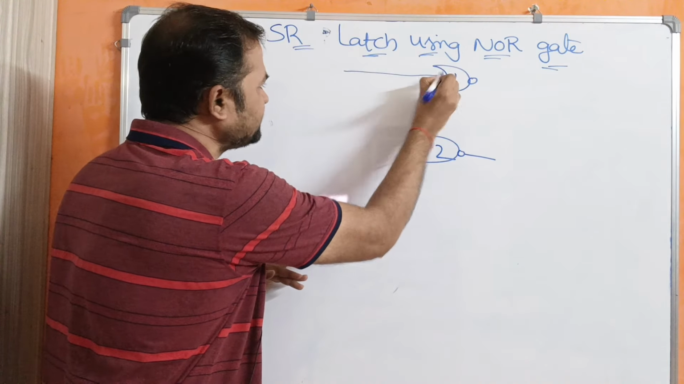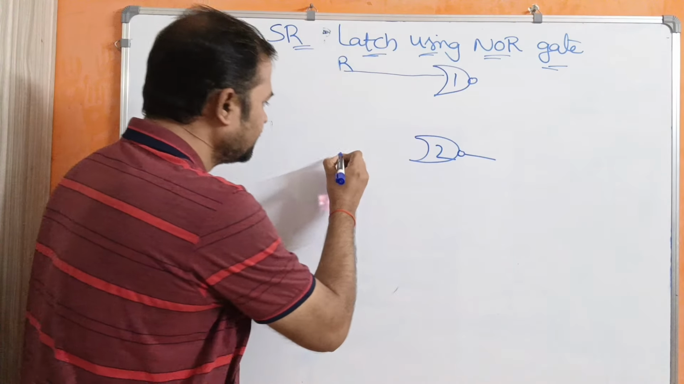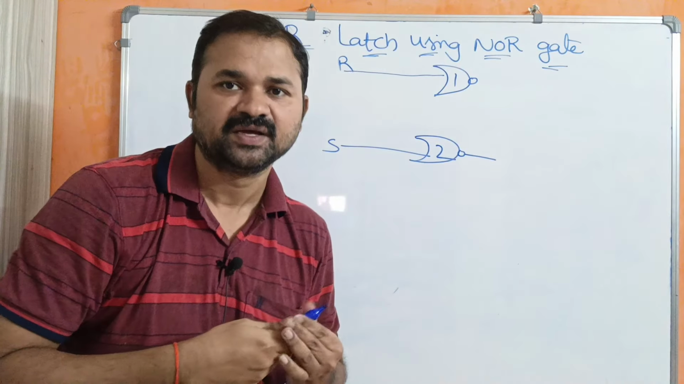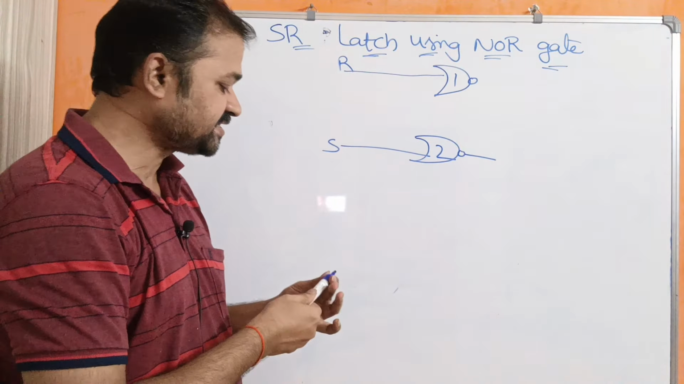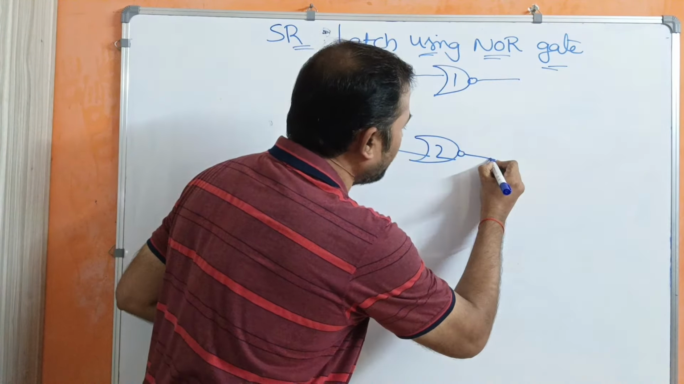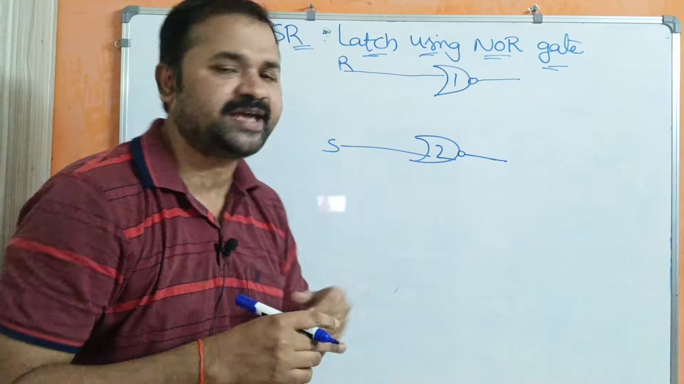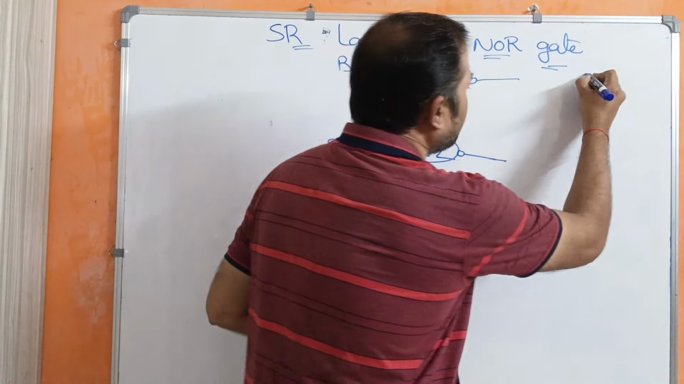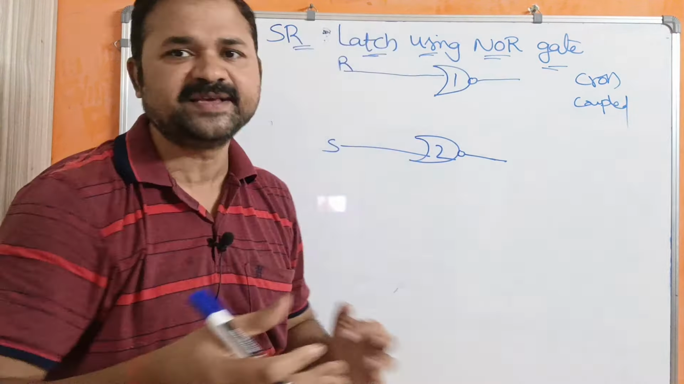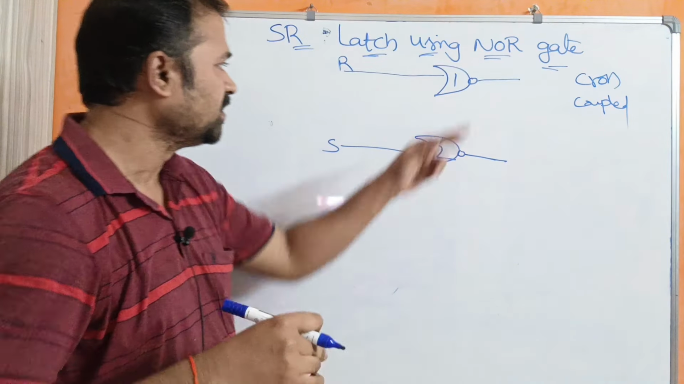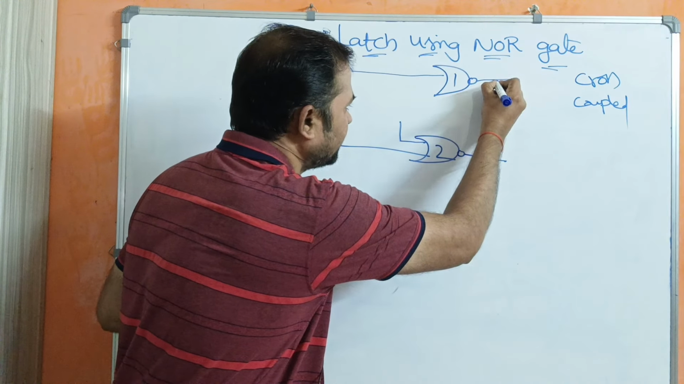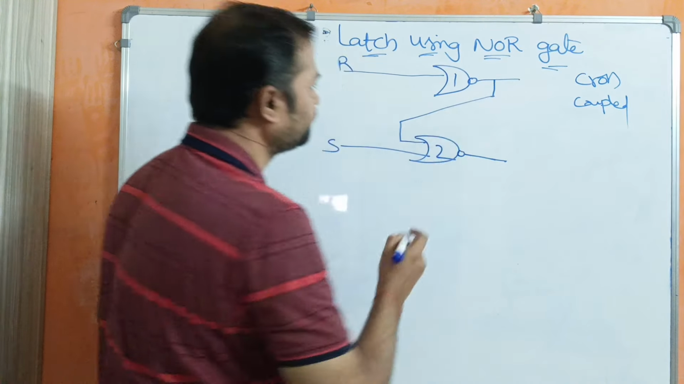The first NOR gate accepts R as the input. The second NOR gate accepts S as the input. Here we have to reverse the inputs. These two NOR gates are called cross coupled NOR gates. Why? Because the output of one NOR gate will be supplied as input to the second NOR gate. Here the output of the first NOR gate will be supplied as input to the second NOR gate.